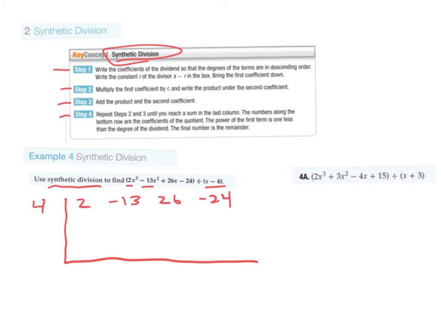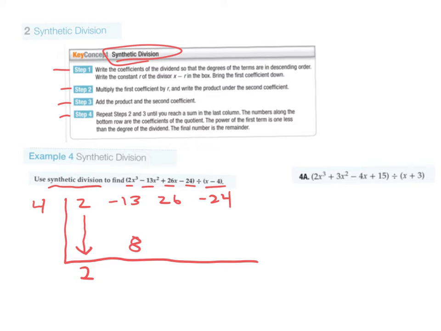So I'm just writing the numbers that are in front of the variables, and I wrote the number that was with the variable that I'm dividing by as its opposite sign. The next thing I'm going to do is drop down the first number and put it below the line. So the first number is a 2. From there, I'm now going to follow steps 2, 3, and 4. I'm going to multiply this 4 by this 2. So the 4 by 2 gives me the 8.